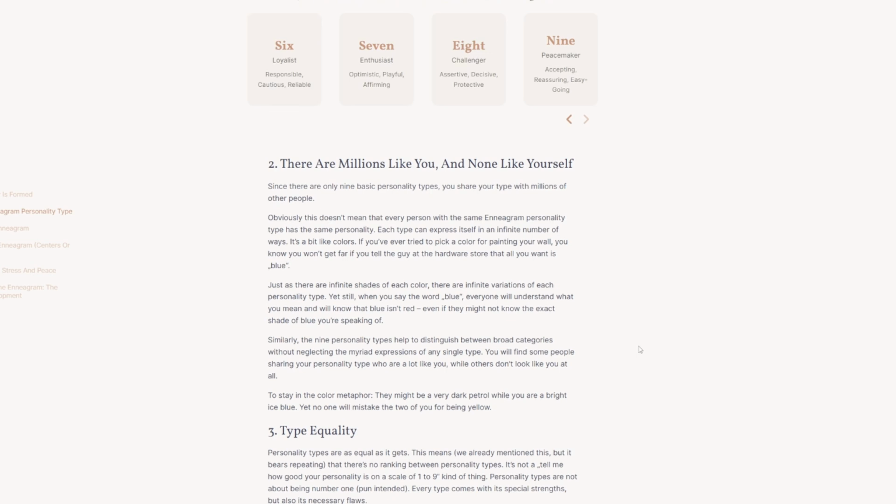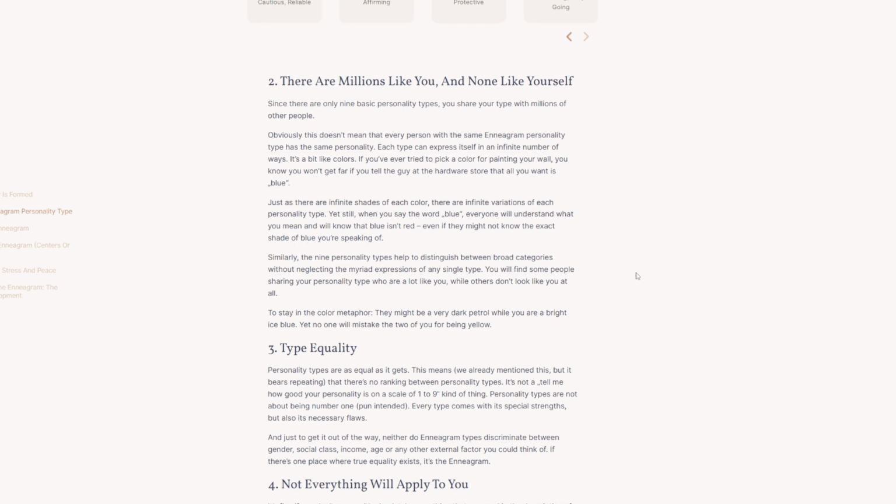Obviously, this doesn't mean that every person with the same Enneagram personality type has the same personality. Wait, what? So other 7s don't act like how I do, and I don't act like how other 7s do. I mean, I guess I could believe that. I'm pretty sure image-wise, I don't look like every 7. Not every 7 looks like me. There are just infinite shades of each color. Okay, yeah. It's taking the shades, like hues and tints. Oh, yeah, it really is a spectrum.